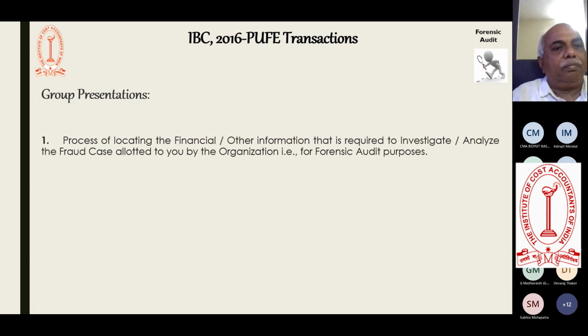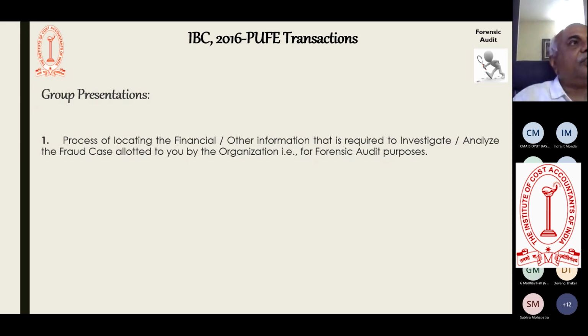Group 1 presentation: the process of locating the financial or other information that is required to investigate or analyze the fraud allocated to you by the organization. That is the forensic audit purpose. Process is very important in the forensic audit. They have given an assignment. How to proceed? What is the starting point? What is the ending point? What are the sub processes?